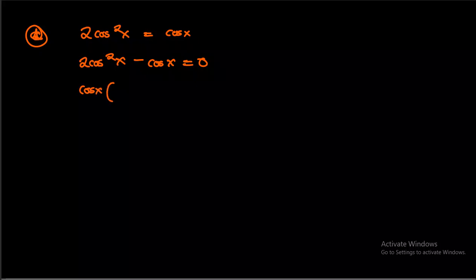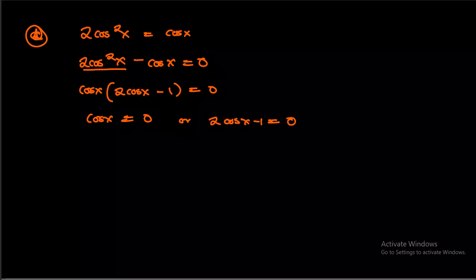Once you divide by cos x, it is the same as dividing x into x squared, we remain with x. So cos squared x divided by cos x, we remain with 2 cos x, because cos x times 2 cos x gives back 2 cos squared x. Then cos x divided by cos x, we have minus 1 is equal to 0. So we can make two equations. One is cos x is equal to 0, or 2 cos x minus 1 is equal to 0. So we are going to solve two equations here.